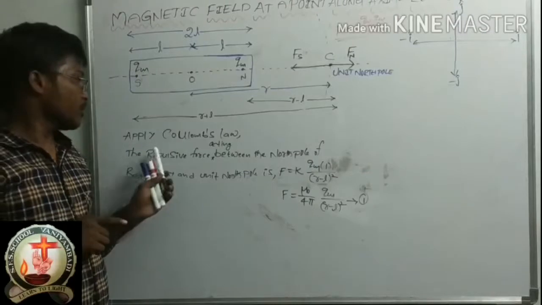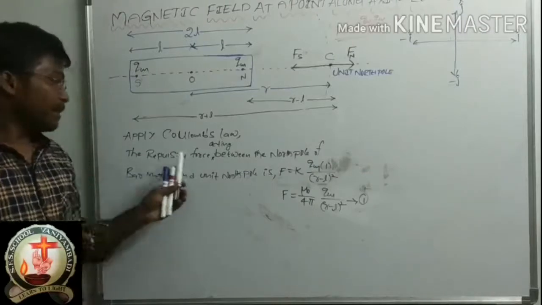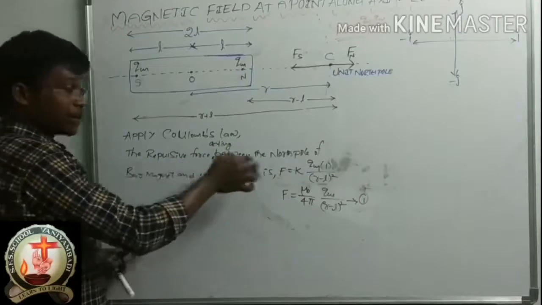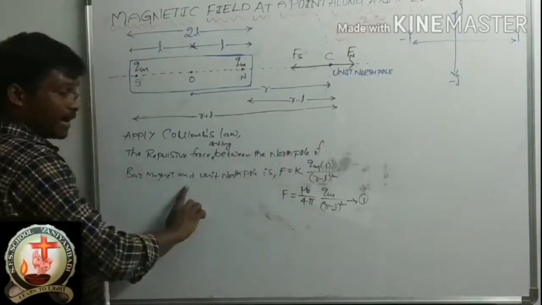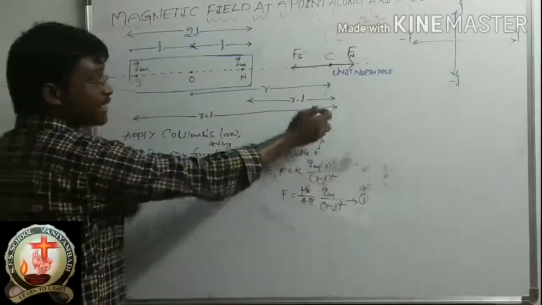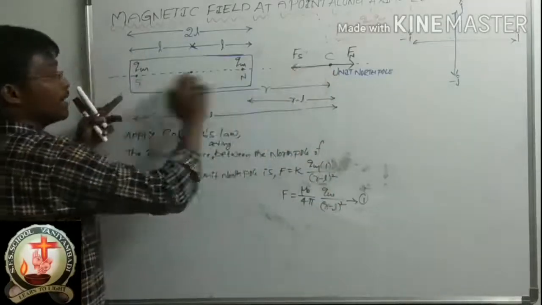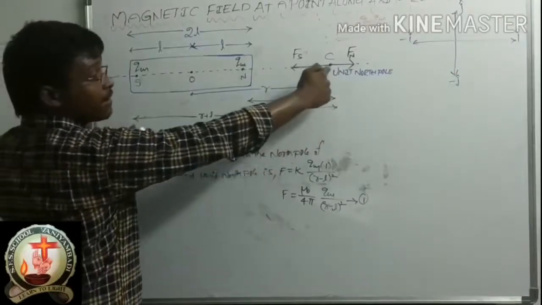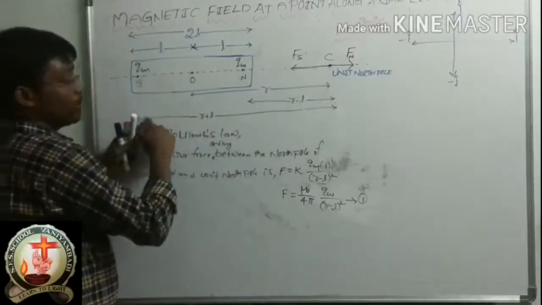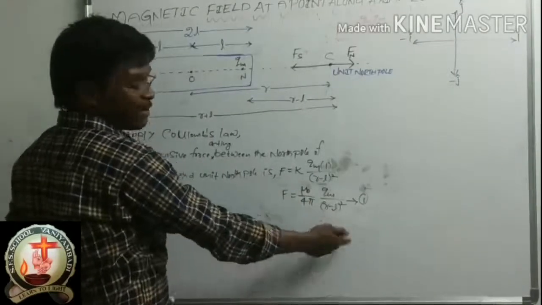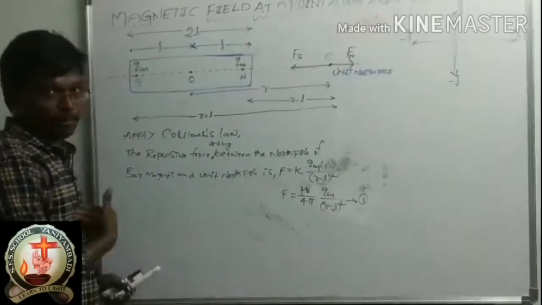Okay. So again, apply Coulomb's law. The attractive force between the south pole of the bar magnet and unit north pole is F equal to K Qm by, what is the distance from here to here? Distance from here to here, how much? R plus L. Distance from point C to S, how much? R plus L. So same only, in the place of R minus L, R plus L will become.